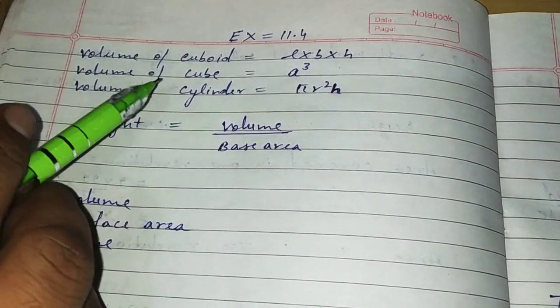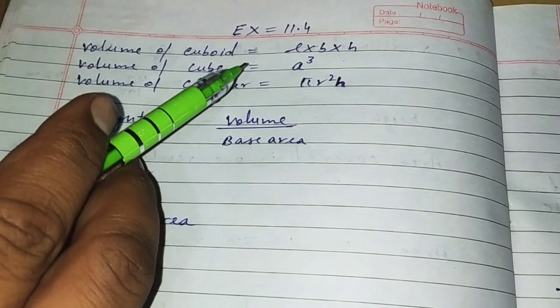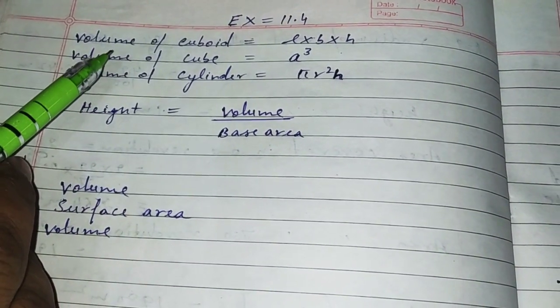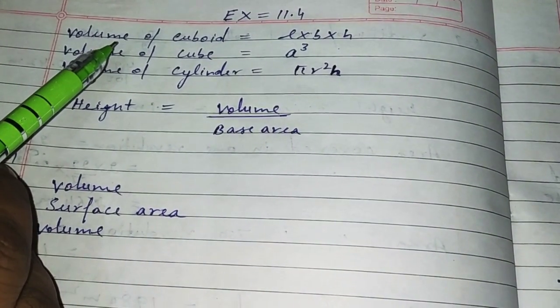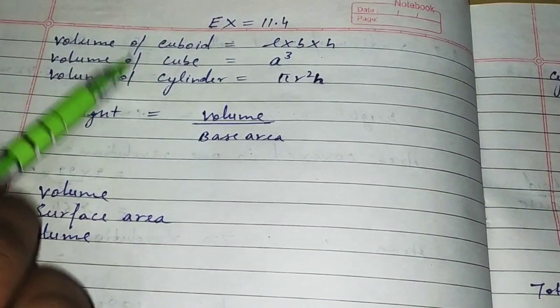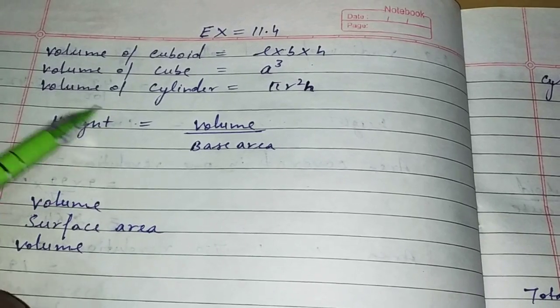Student, today we will discuss exercise 11.4 that is based on volume. We know that volume is the amount of space occupied by a three-dimensional object. So there are some formulas.